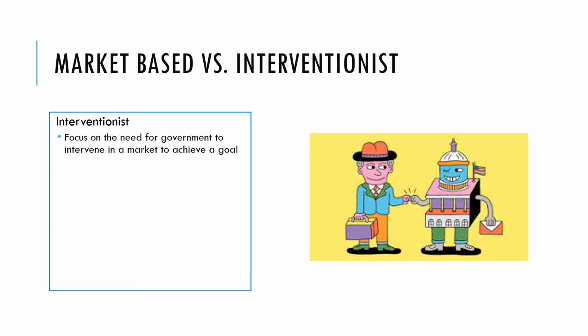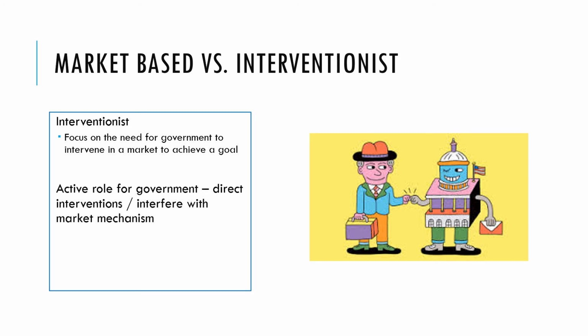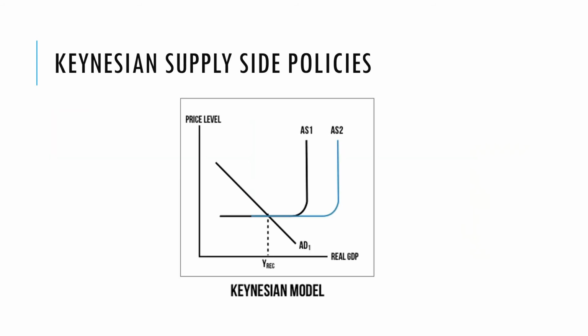Interventionist policies, on the other hand, involve the government actually taking a more active approach and intervening in order to try and provide an environment where businesses produce more. This is an active role for government, direct interventions or interfering with the market mechanism rather than allowing the market mechanism to more freely function. So this would be more consistent with the Keynesian theory of economics, or this would be considered a more Keynesian approach. And as such, this would be the diagram we would use to illustrate a long-run aggregate supply curve under the Keynesian philosophy or the Keynesian model of how the economy works.